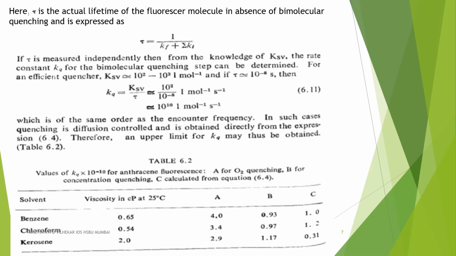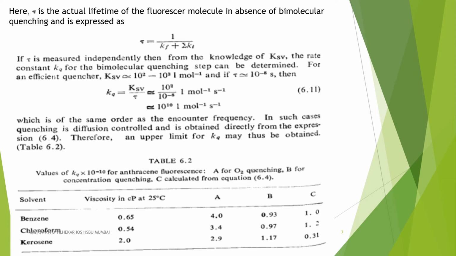Tau is basically the lifetime. Tau is equal to 1 over kf plus the summation of kt, which is the actual lifetime of the fluorescent molecule in the absence of bimolecular quenching. If tau is measured independently, then from the knowledge of KSV, the rate constant Kq for the bimolecular quenching can be determined.